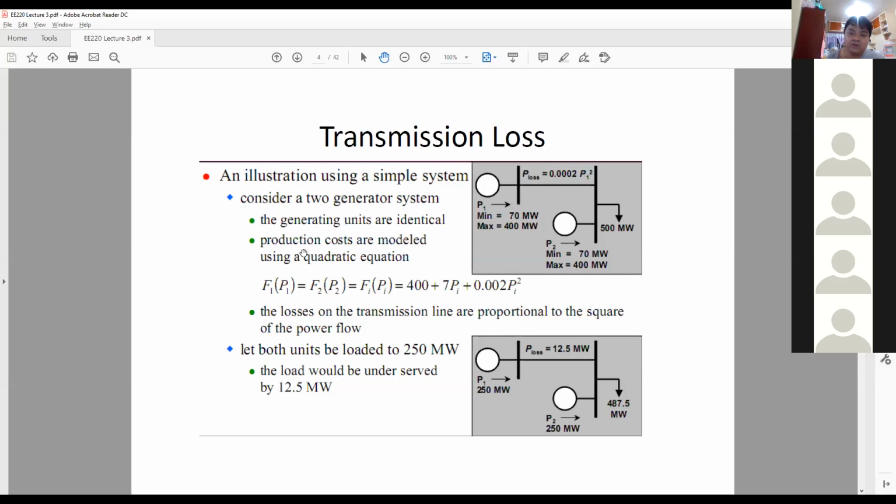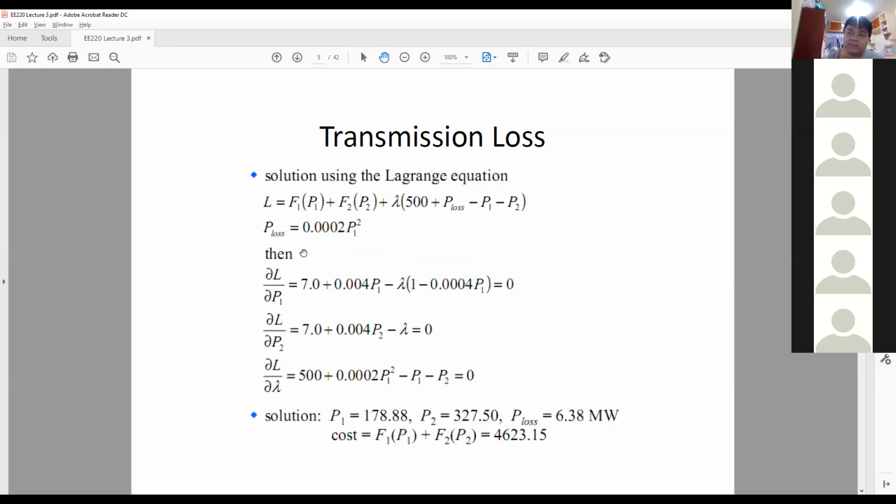So to put it simply, you have to go back to the Lagrange equation. Formulate the Lagrange equation again. Do the partial derivative with respect to the different variables. You will have this equation. Eventually, the solution is not maximizing P2, but definitely it is also high, though not maximized to 400. Whereas P1 will be 178.88. With this, they can still deliver 500 to the load, because 178.88 minus 6.38 will be equal to 172.5.